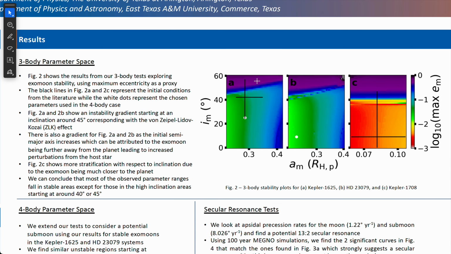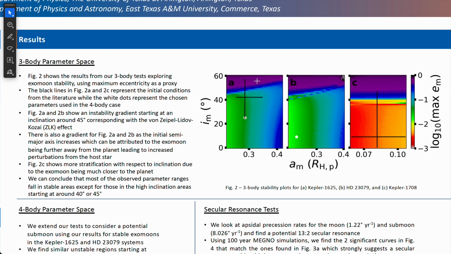Moving on to results, I would like to start with the 3-body parameter spaces first. From left to right, we have Kepler 1625, HD 23079, and Kepler 1708. The logarithm of the maximum eccentricity is plotted here. Each pixel here represents 10 simulations averaged over the maximum eccentricity. The black lines represent parameters from the literature, while the white dots represent the parameters used for the 4-body case.